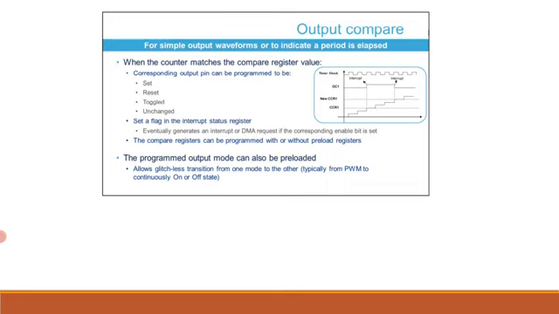The transfer from the preload to the active value is triggered by an update event when the counter overflows or underflows. The output compare mode can be preloaded so as to allow glitchless transition from a PWM mode to a forced on or off state, for instance.